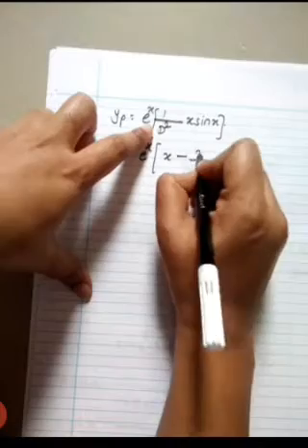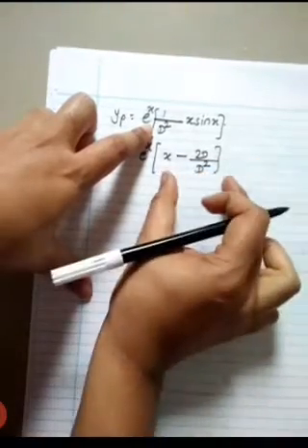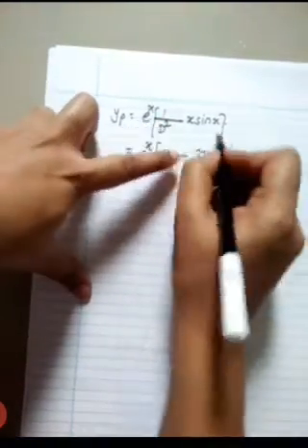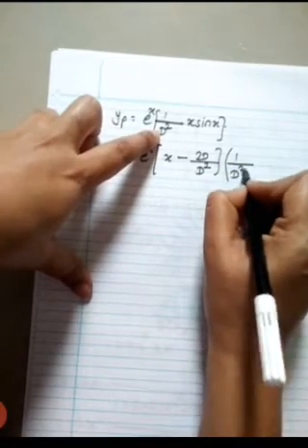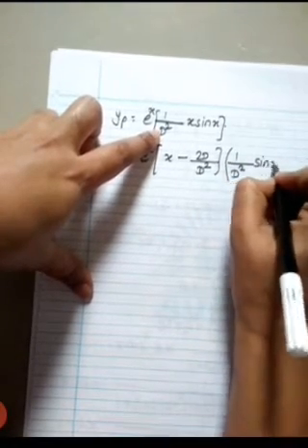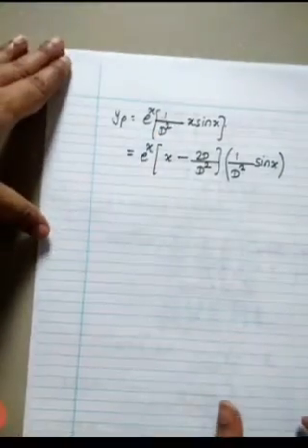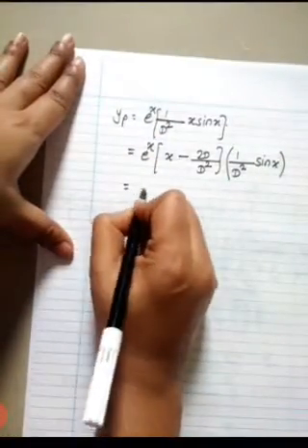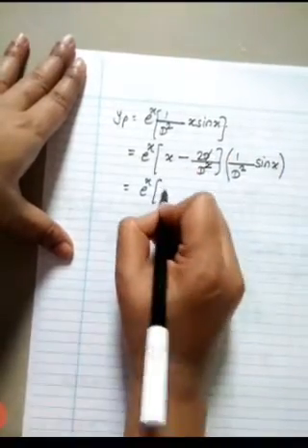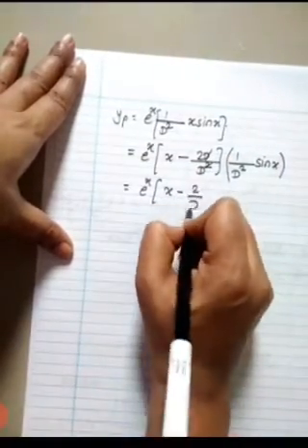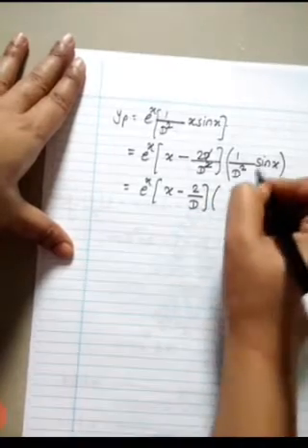2D, 2D. Yes, first bracket complete. x minus the derivative of phi in the numerator, into 1 upon phi of D, as it is, D squared into sin x into v only. So e raised to x, 1 D cancelled here. x minus 2 by D into, we have to finish this.